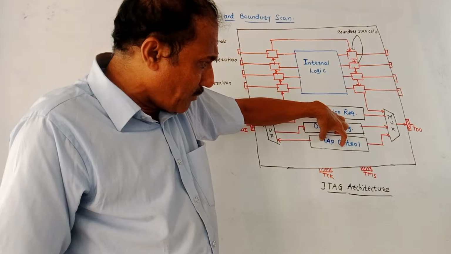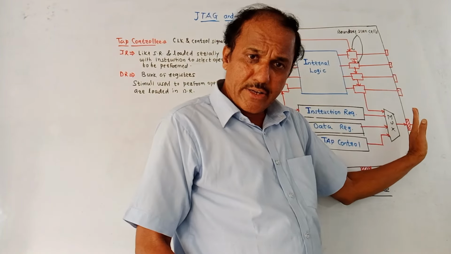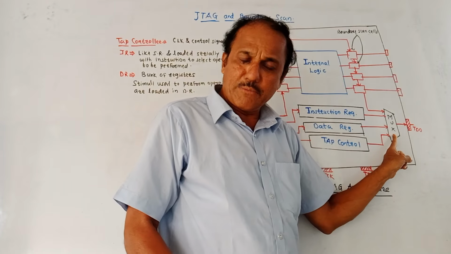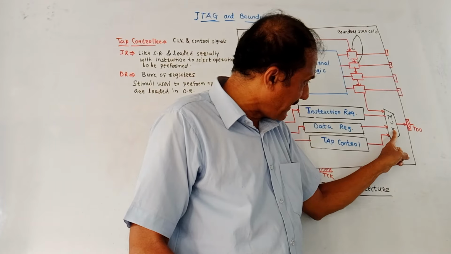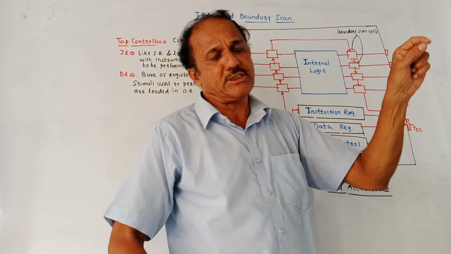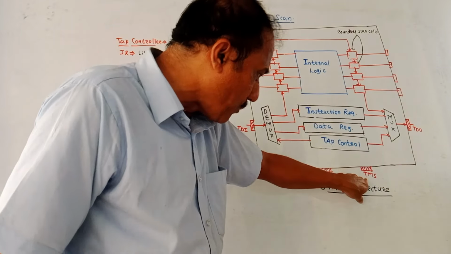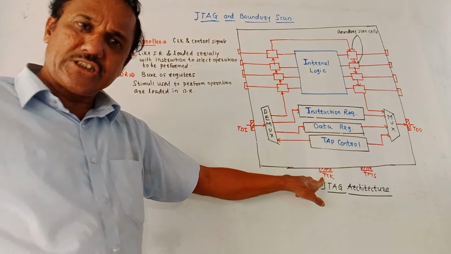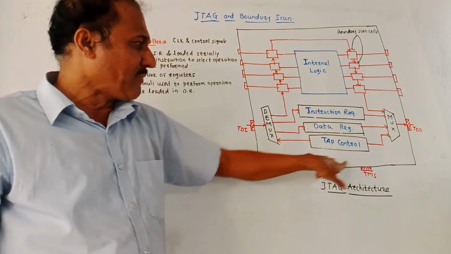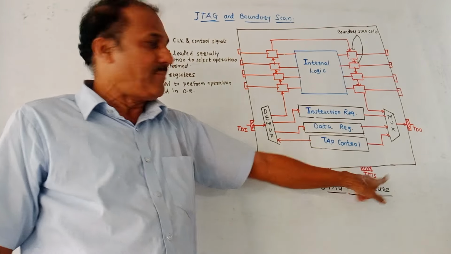Then an important block is the TAP control. We will discuss it in detail. At the output side we are using a mux, that is multiplexer. The output of the multiplexer is given to the TDO pin. This is the test data output pin. The remaining two pins, TCK represents the test clock signal pin, and TMS represents the test mode select pin.